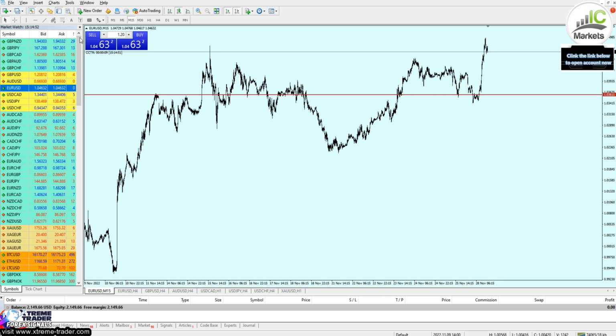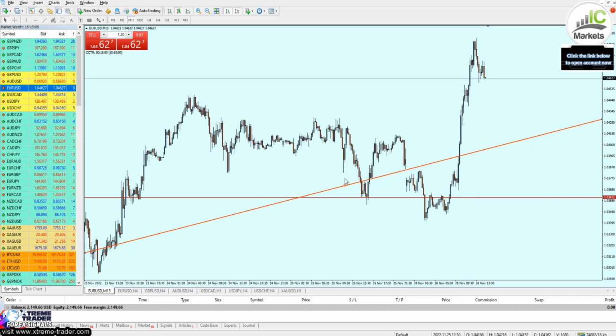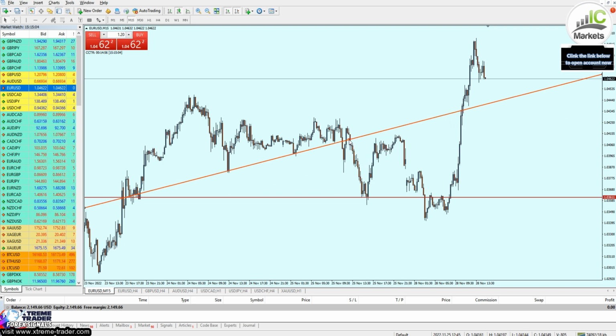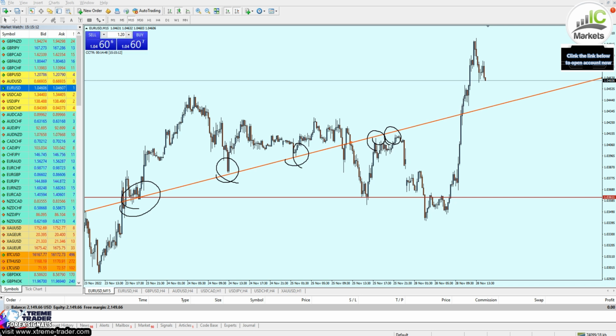EURUSD, what I need to do here, guys, is simply draw a support trend line from this lower low to this higher low, just like that. Now I'm going to drag the same line here and check this out, guys. The market has indeed respected that level as a support trend line several times and also as a resistance trend line. Now let me just drag this line one more time here.